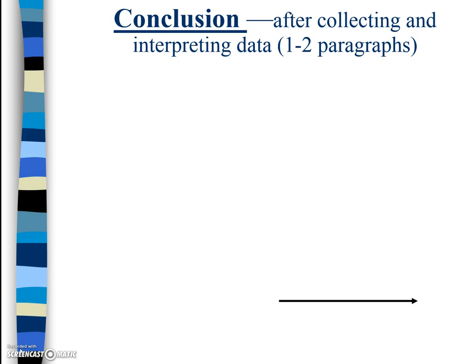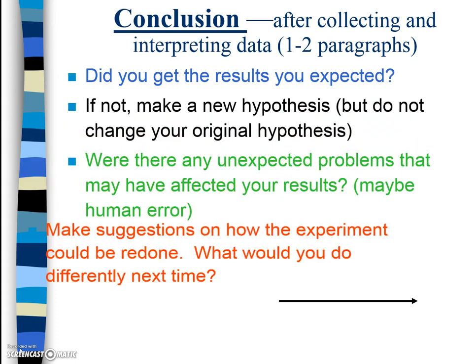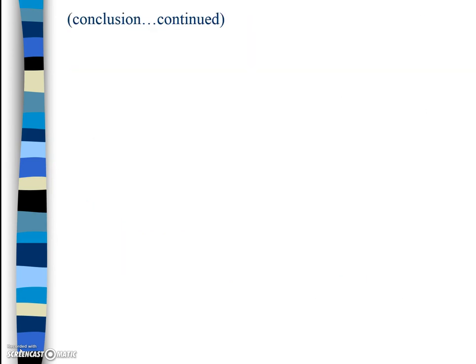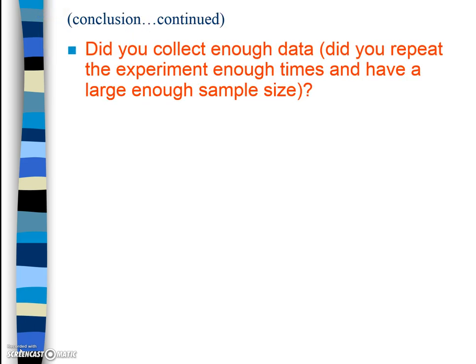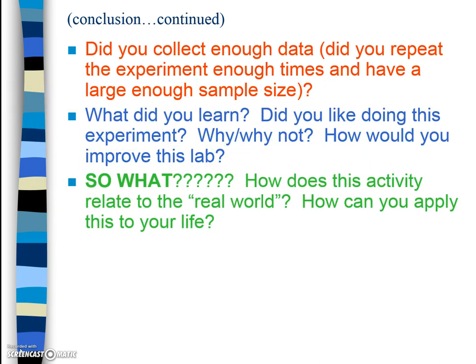Your conclusion, again, after collecting and interpreting the data, always has to be 1 to 2 paragraphs. So I don't want you to just say, I was wrong, period. That tells me nothing about your experiment. Or I don't want it to say, I was right, ha, blah, blah, blah. Okay, you need 1 to 2 paragraphs, so be specific, elaborate on your experiment, so that way we can all get a clear understanding of what you did and what your conclusions were from the experiment. So did you get the results you expected? And you can always pause if you want to read through this. So these are just some questions that you might want to answer in your conclusion, so that way you can get that 1 to 2 paragraphs.